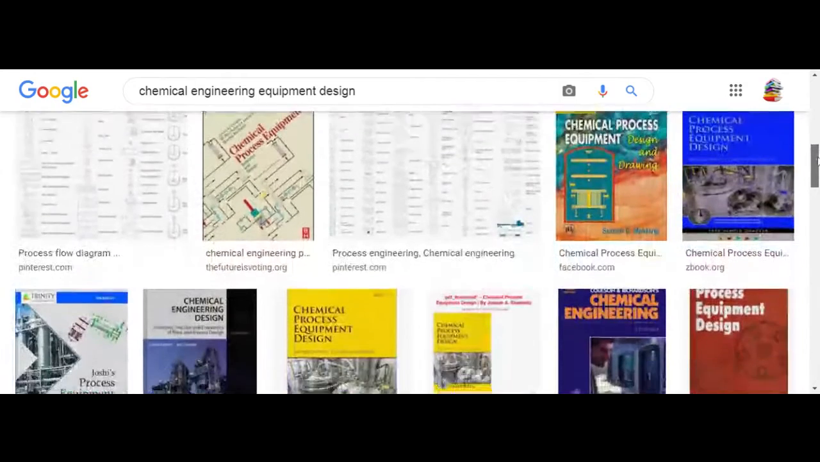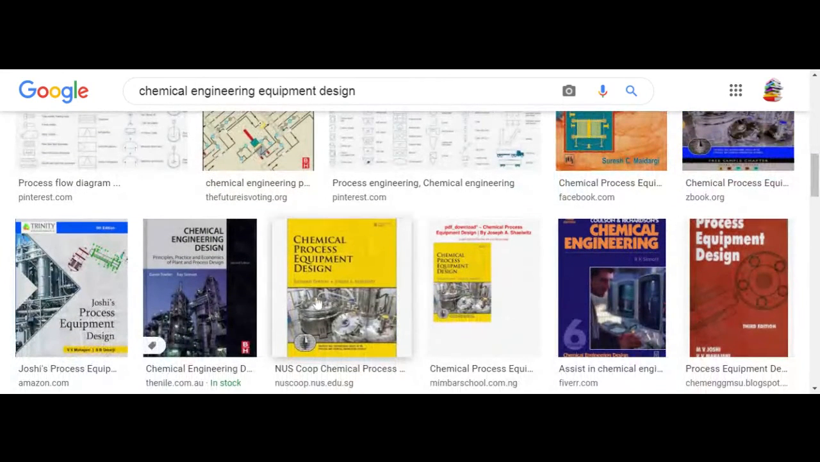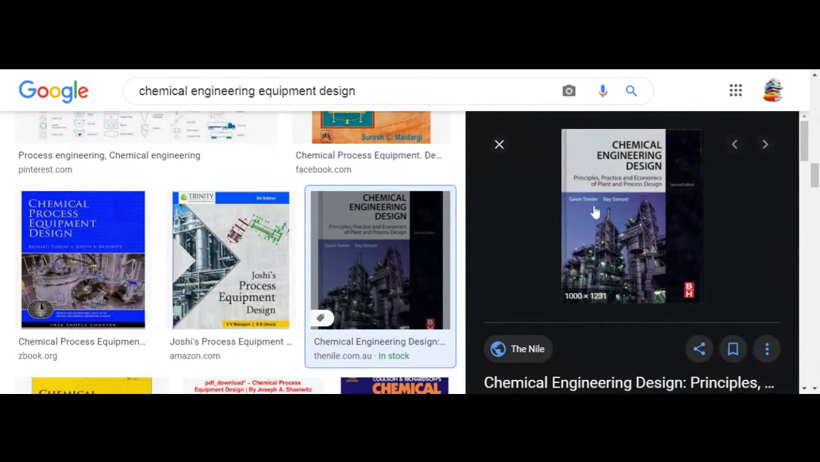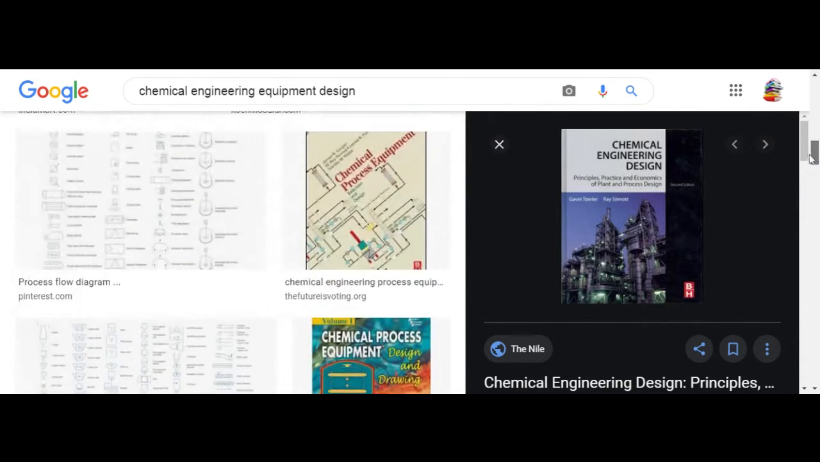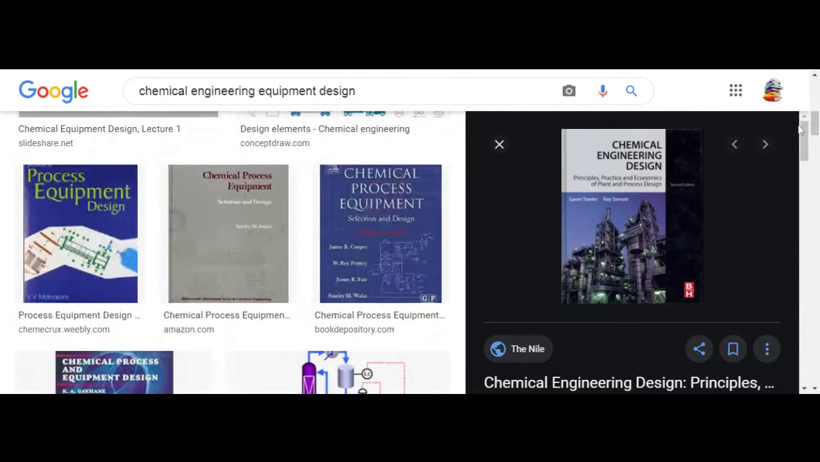Our textbook is this one by Sinnott and Towler, Chemical Engineering Design. This will be our textbook, and I will be covering a lot from this book. But if you have a problem, you can either ask me questions or use many of these books. You can download them; they are available from any site. So these are the reference books.